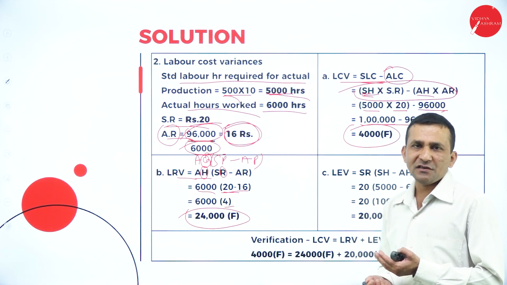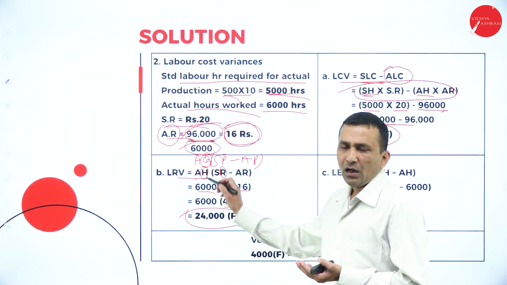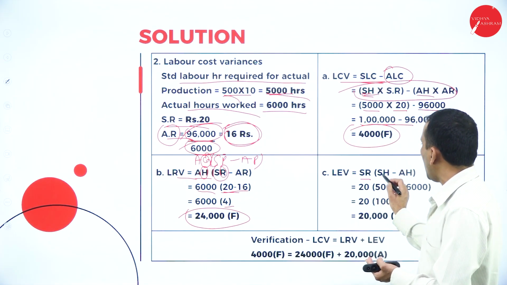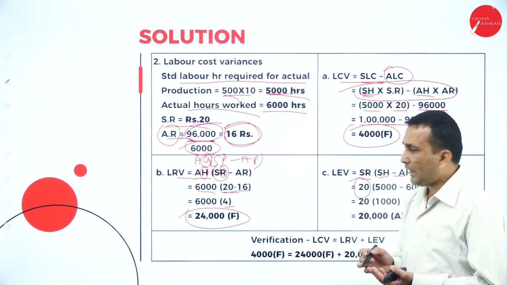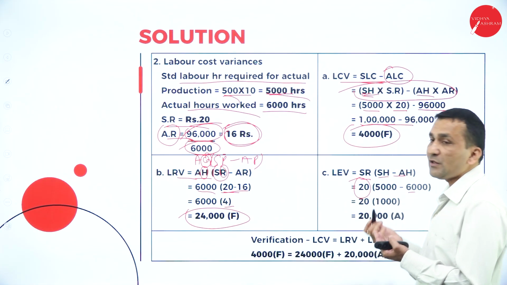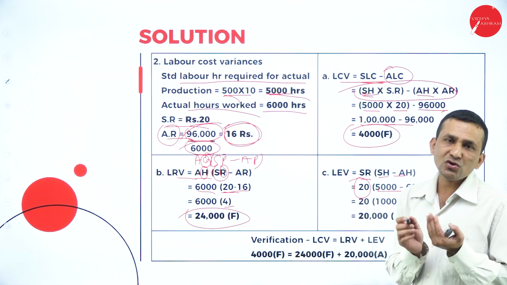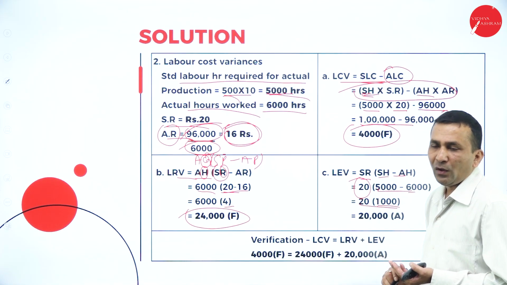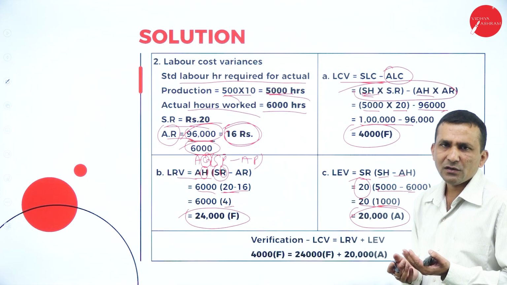Moving to the labor efficiency variance, the formula is very simple. We write the standard rate first, then standard hours minus actual hours. The standard rate is given in the question as 20. Standard hours we calculated as 5,000 minus actual hours of 6,000. Obviously we get a negative value, because 5,000 minus 6,000 is negative 1,000. Multiplying 20 into 1,000, we get 20,000, which we write as unfavorable, adverse.